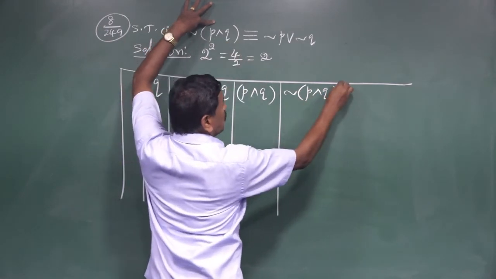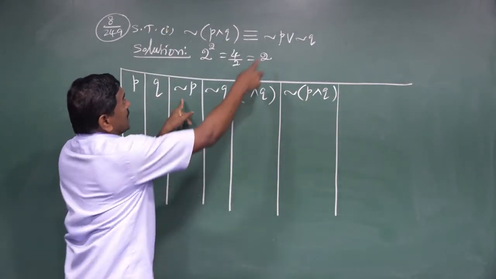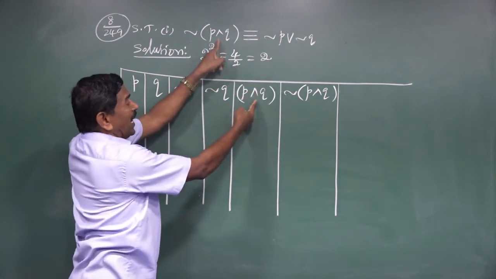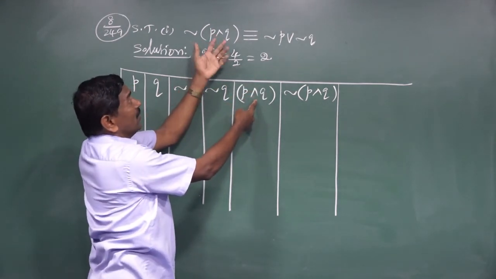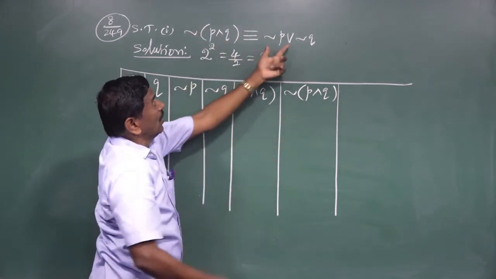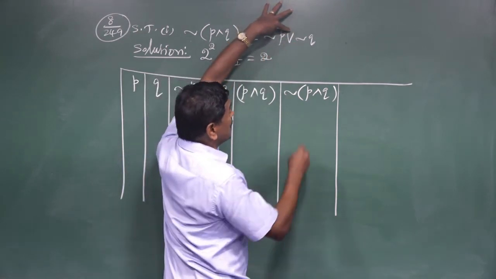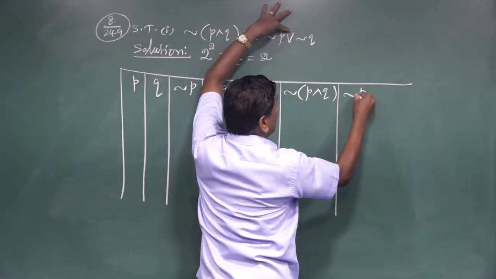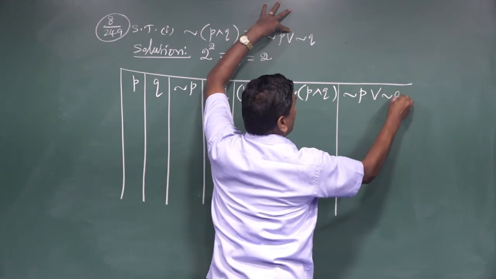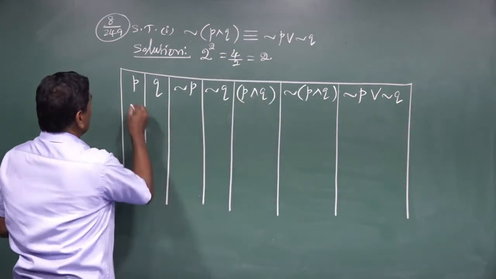Negation of P and Q is one column. Again, P, Q completed. Next, negation P, negation Q. First bracket, one column, and there are no other brackets. Then negation of P and Q, one column. Now come to the right side. The last one is negation P or negation Q. That's all. So this is the last column.